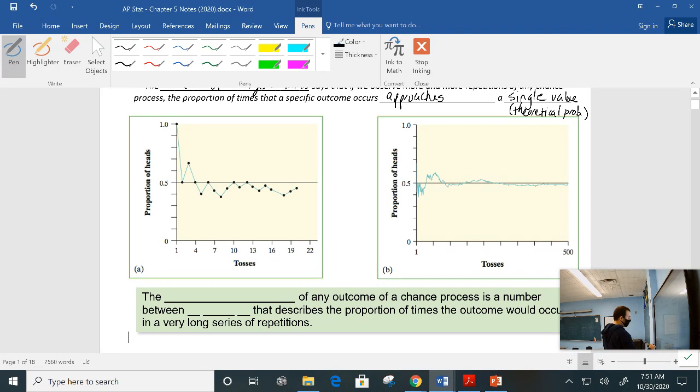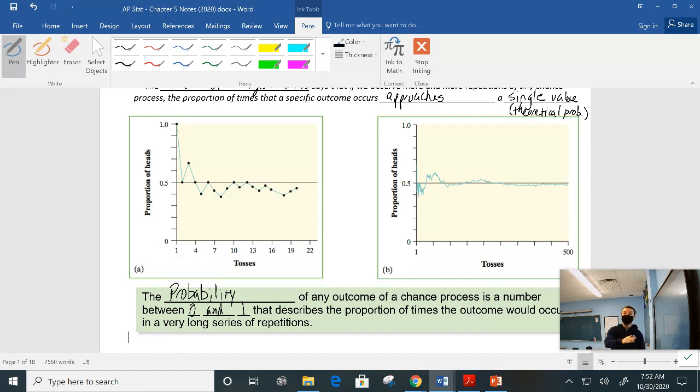So what is probability? If I ask you to define probability, a lot of people actually have difficulty understanding exactly what probability is. I know, I say you flip a coin, it's a 50-50 chance of getting heads. But what does that mean, actually? So the probability of any outcome of a chance process is a number between 0 and 1 that describes the proportion of times the outcome would occur in a very long series of repetitions. That is what probability represents.